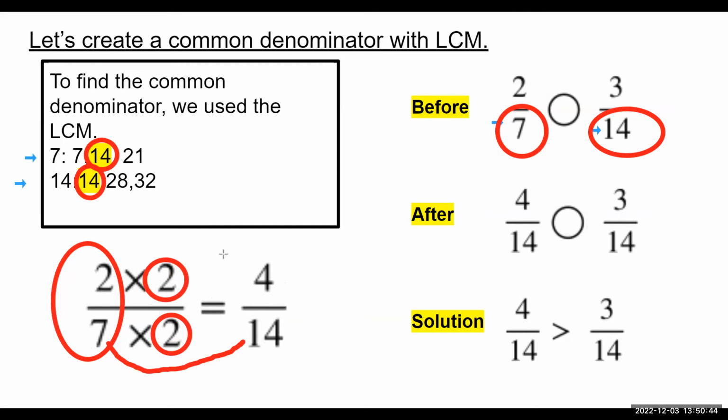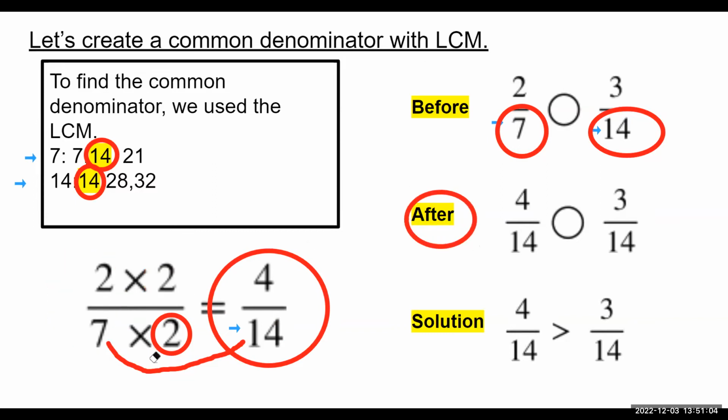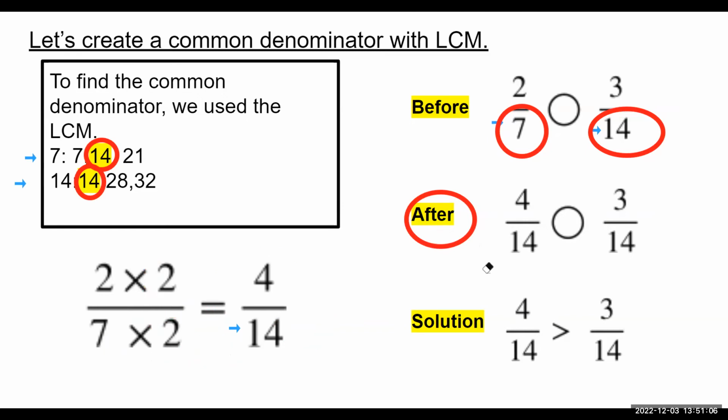Now we have a fraction that is equivalent to 2/7, but this time around, our denominator is the same as 3/14, which makes it easier for us to compare. Now moving to the after, here in the after, we find that 4/14 and 3/14 can be compared because the denominators are in fact the same.